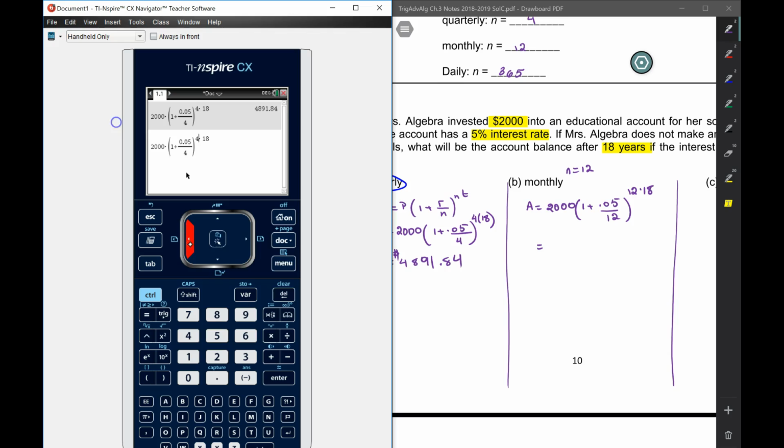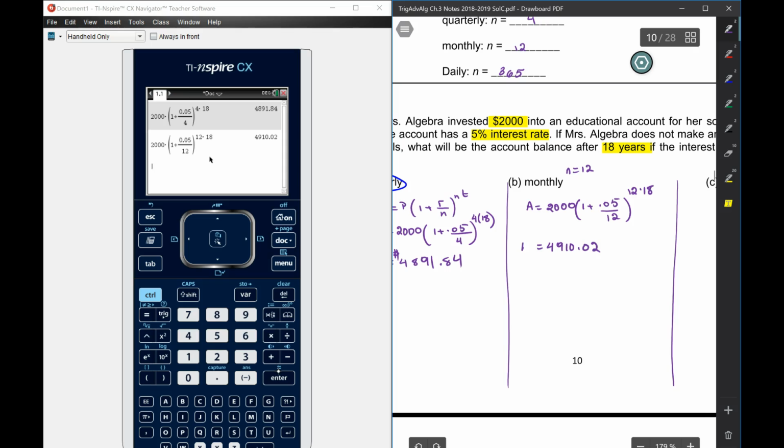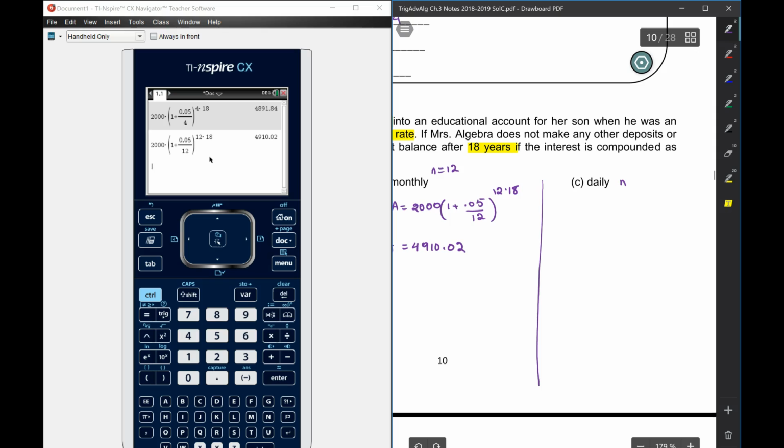So here, you gotta do 12. And here, 12. Okay, so now you have $4,910.02. Let me just give me this one's being compounded daily. That means n is how much? 365. So A is going to be 2,000, 1 plus 0.05 over 365 to the power of 365 times 18.